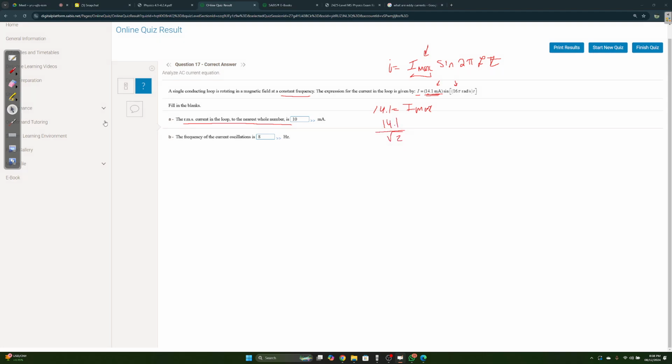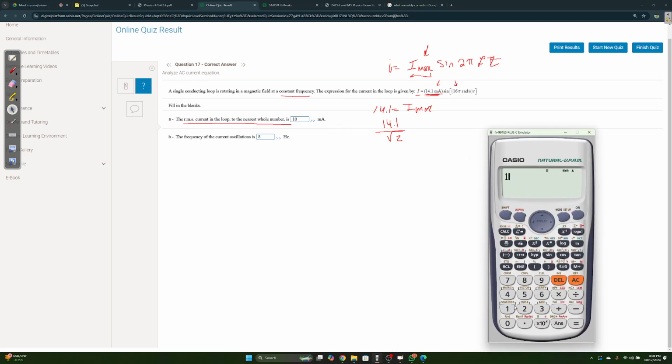When you do 14.1 divided by root 2, you get almost 10. To the nearest whole number, 10.